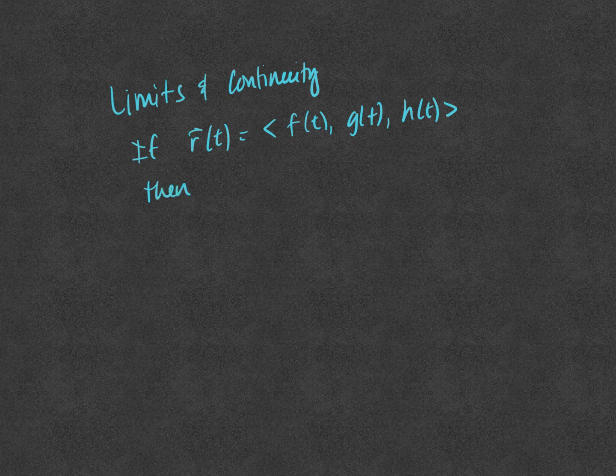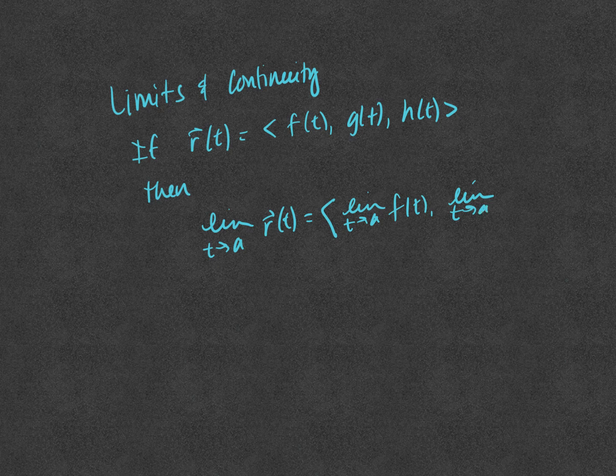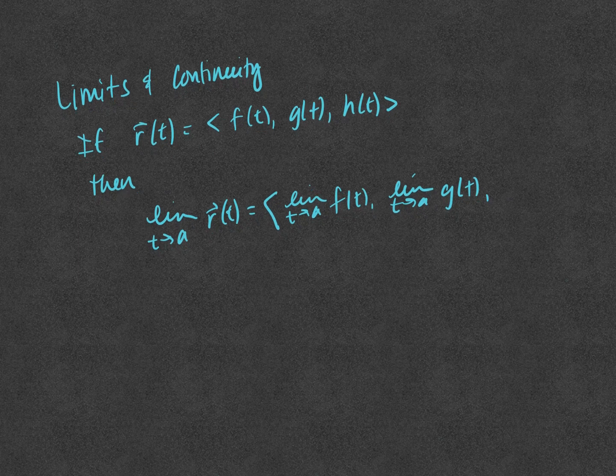Then this is going to make sense: the limit as t approaches a of r of t equals the limit as t approaches a of f of t, the limit as t approaches a of g of t, and the limit as t approaches a of h of t, provided that each of the limits exists. Each component, provided the limits of each of the components exist.